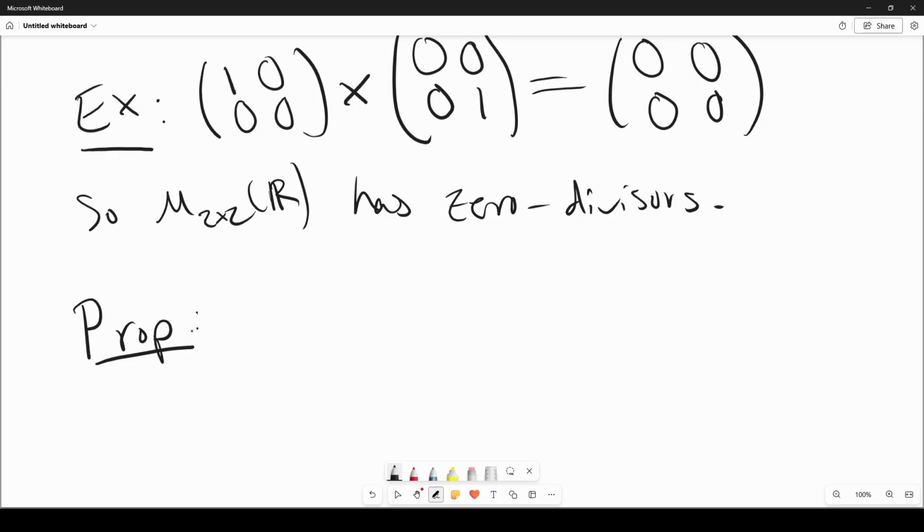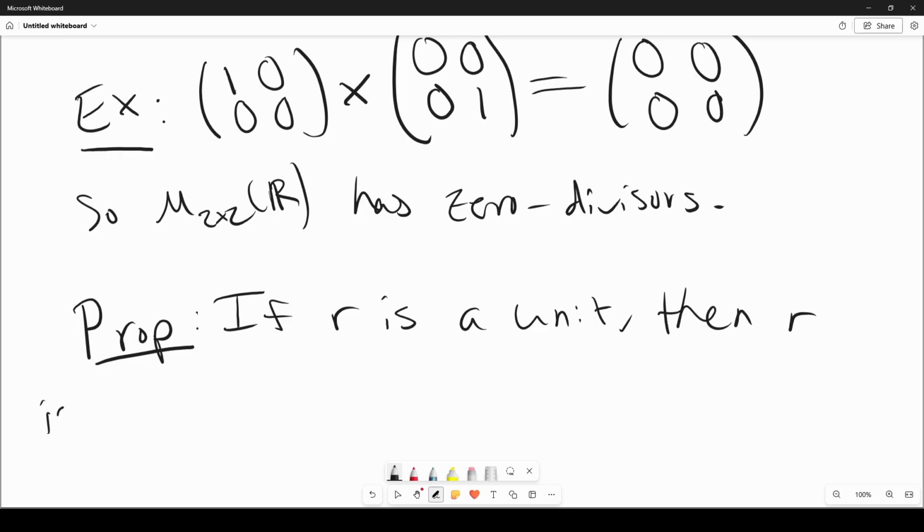So I bring up units and zero divisors because they have some interactions, but they're kind of distinct ideas which don't agree with each other. They don't like each other. So units really don't like zero divisors. And this is to say, if r is a unit, then r is not a zero divisor.